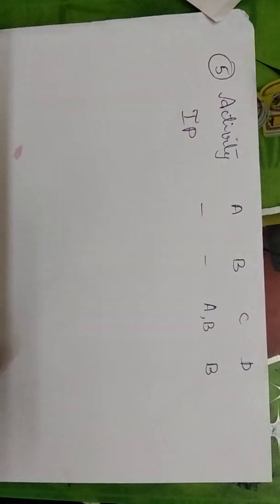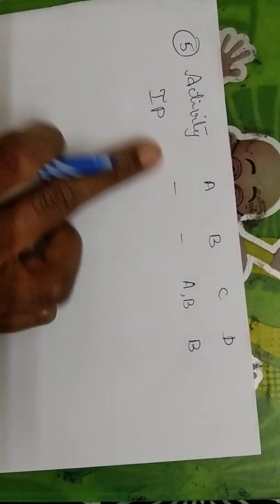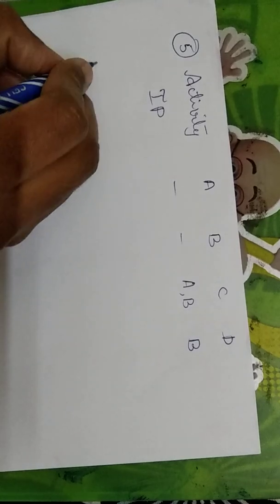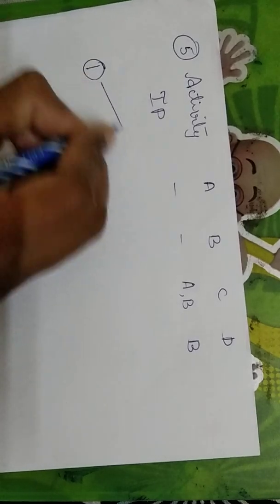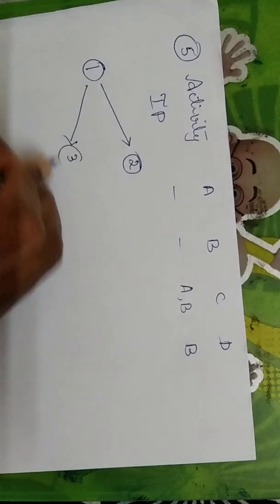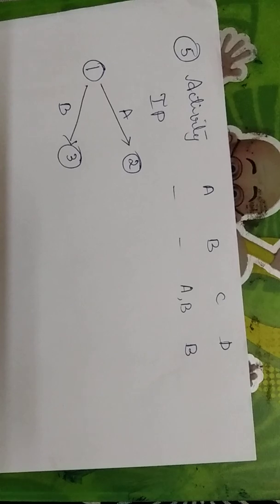Now going by the fifth problem here, you are given the activities A, B, C and D, and the immediate predecessors are also given. Now let us see. When you have no predecessors, that means that will be the starting point. So here 1, and from 1 to 2 we are completing A, from 1 to 3 we are completing B.